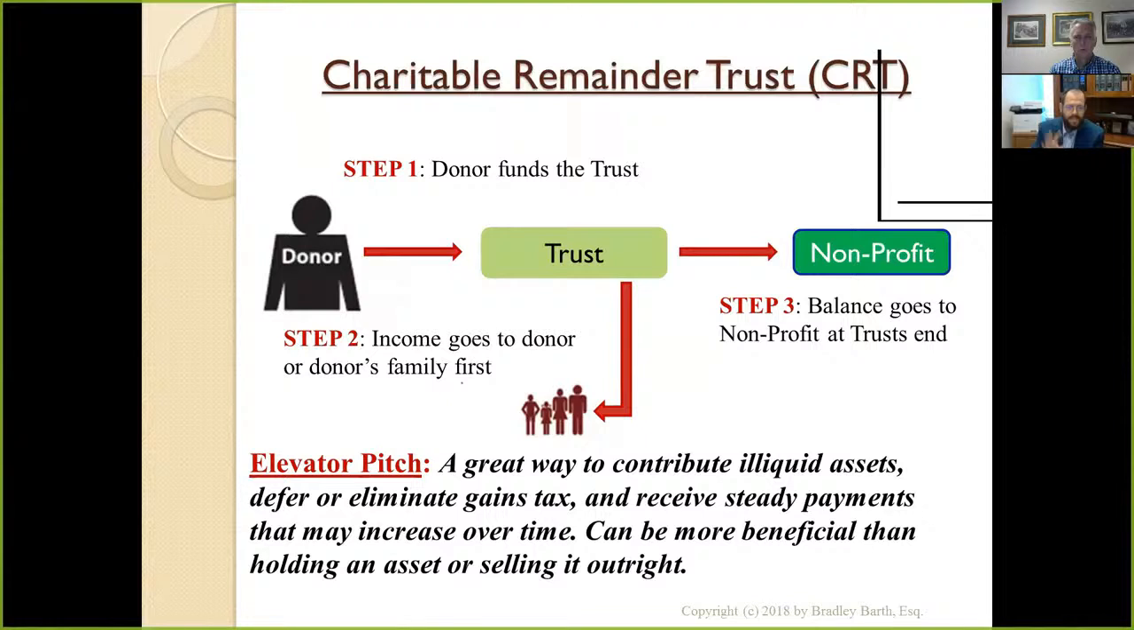We do have variations of this, but this is the general idea. And this is a trust you set up, you draft. Yes, that's right. This is more of an advanced... You want to work with a professional on this. This is not pull off the internet stuff. This is more advanced planning.